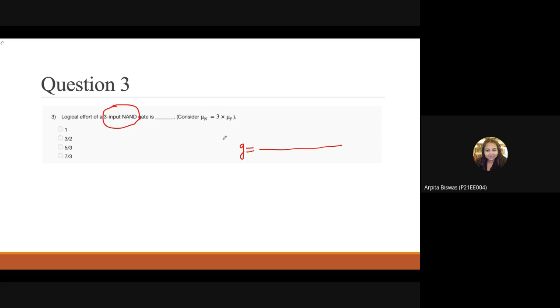Tell me how to find out the logic gate. Sorry, logic effort. Kindly explain from. Okay.